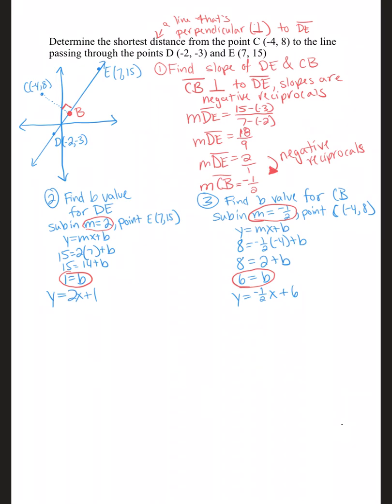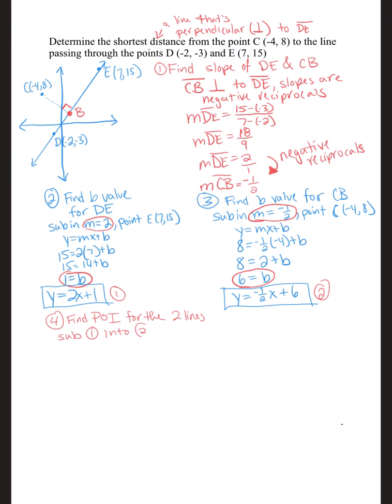Okay, so now I have these two equations. They're going to intersect at some point, just like we saw in our unit on linear systems. So let's call this equation 1, equation 2, and we're going to treat this as a linear system that now we need to find their solution, or their point of intersection. So we're going to find the point of intersection for the two lines. Okay, so let's sub equation 1 into equation 2.